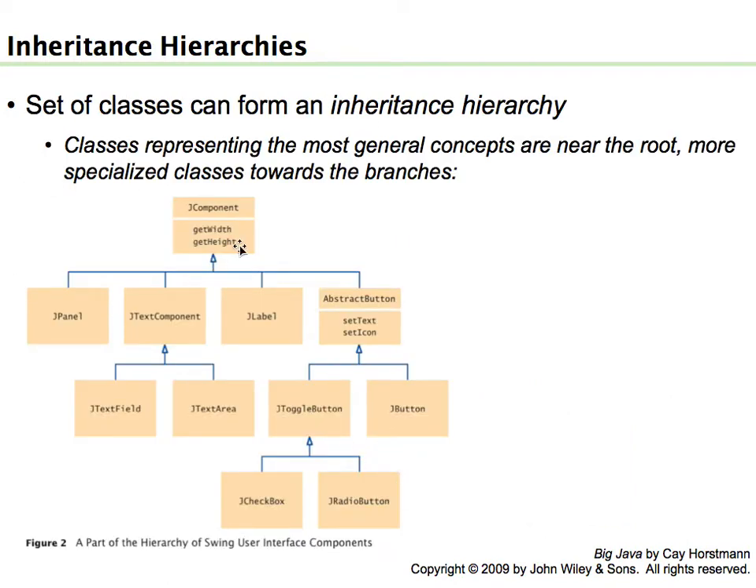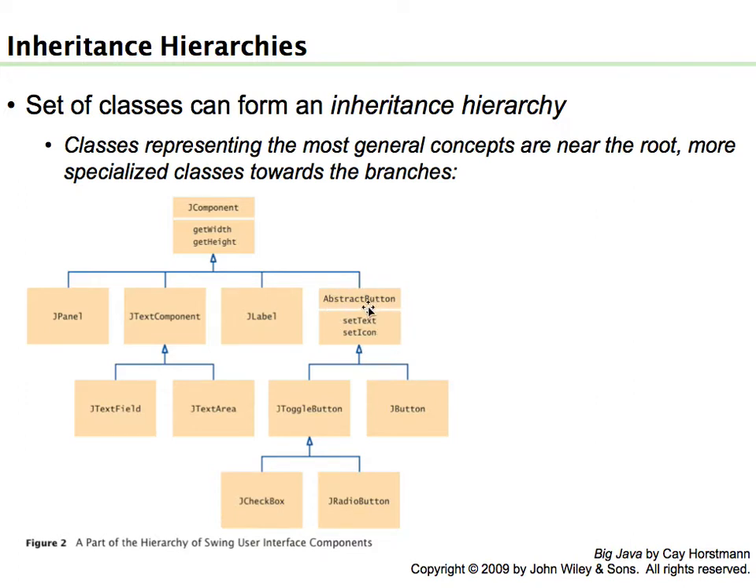So, for example, in the graphical user interface, we have the JComponent class, which we all inherited in our programs. This class has a method to provide the width and height, which is all components will have width and height. And there are multiple types of components that inherit from this class, and we had our own component that inherited from it. There's a JPanel class, JText component, JLabel, and then you have an abstract button.